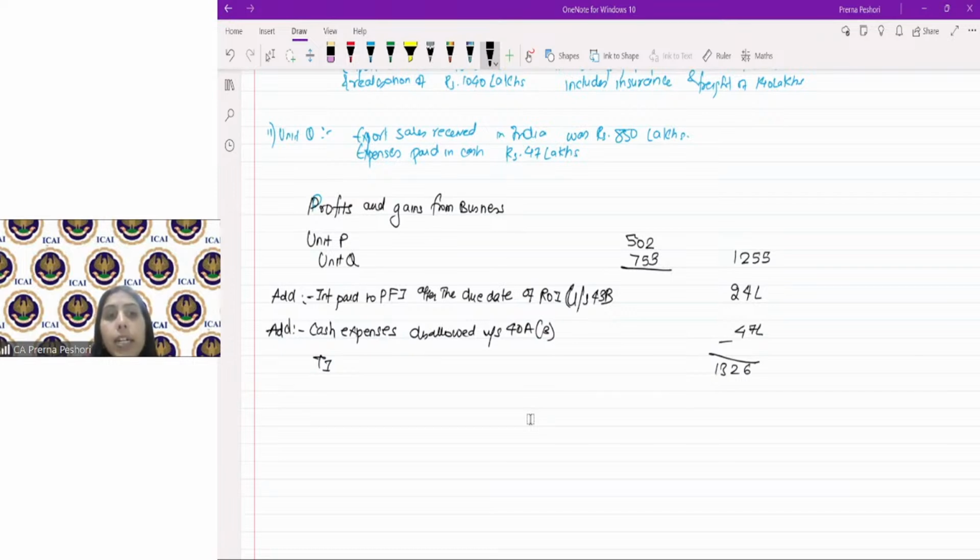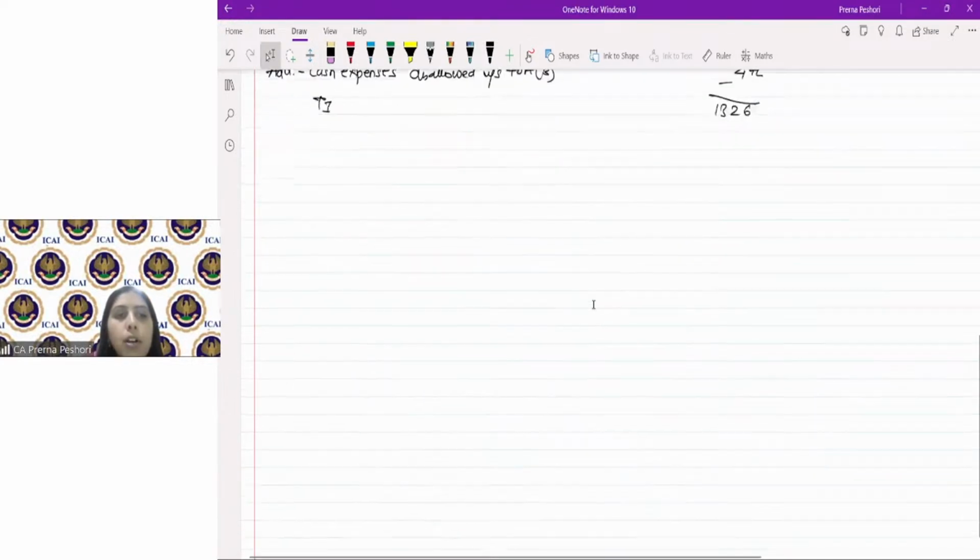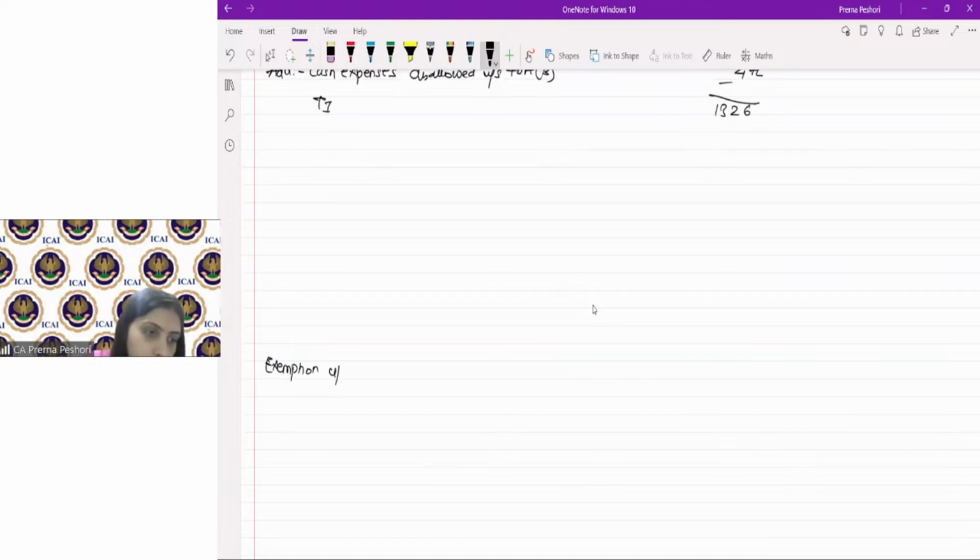Now we have to calculate the deduction or exemption under section 10AA. Under section 10AA, the exemption will be available only for Unit P, because only this is established in SEZ and is eligible for 10AA. Now, how will you start with the calculation? I'm making a working note for that separately: exemption under section 10AA. Yes, how will you start with that?